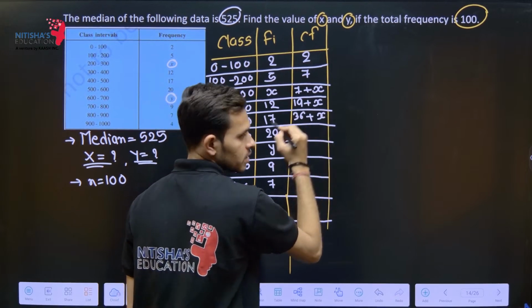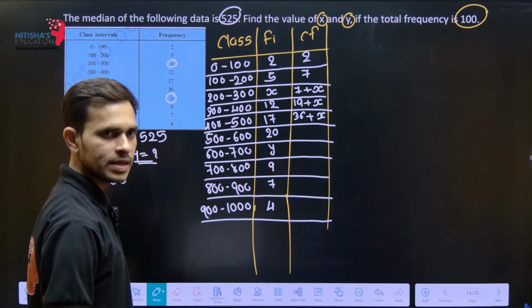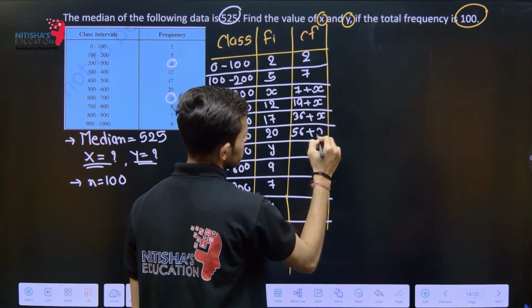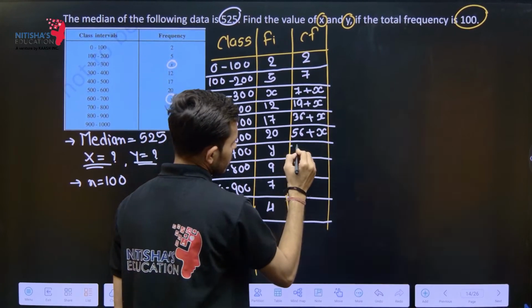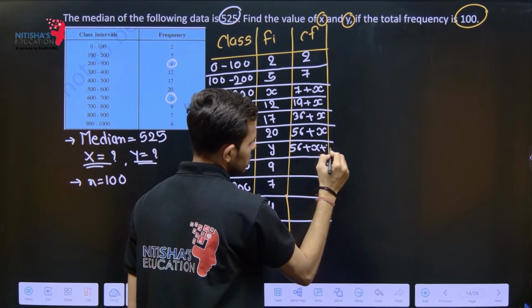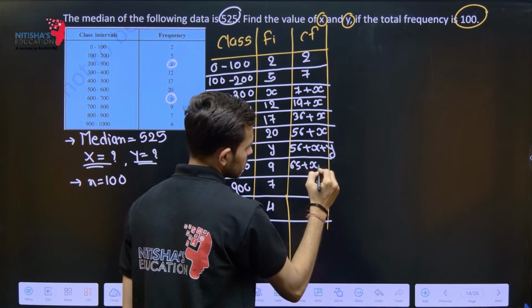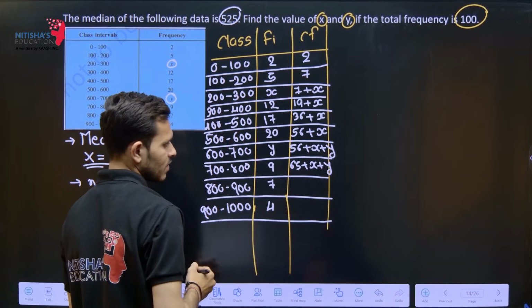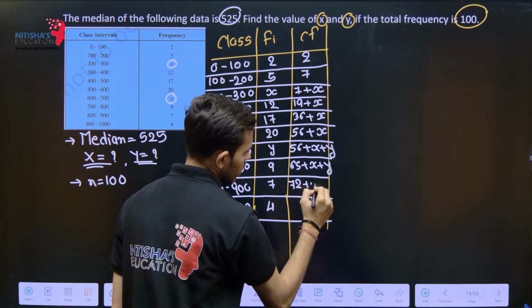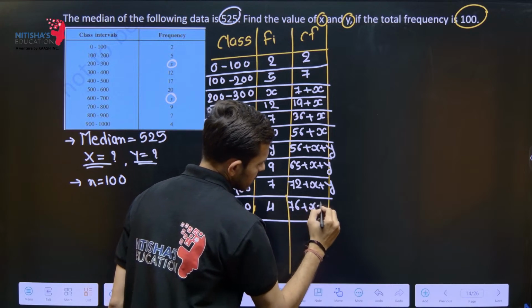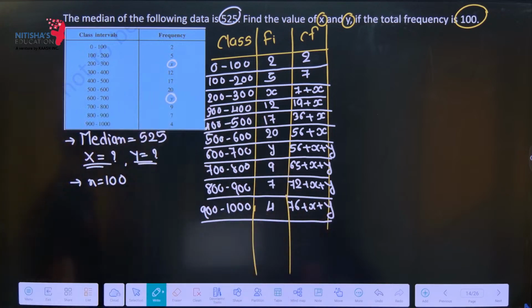Next is 20. Let's add 20 to 36, then it will be 56 plus x. Now next is y, so 56 plus x plus y. Next is 9, it will be 65 plus x plus y. Next add 7, then it will be 72 plus x plus y. Add 4, then it will be 76 plus x plus y. So in this way we have to plot this table.